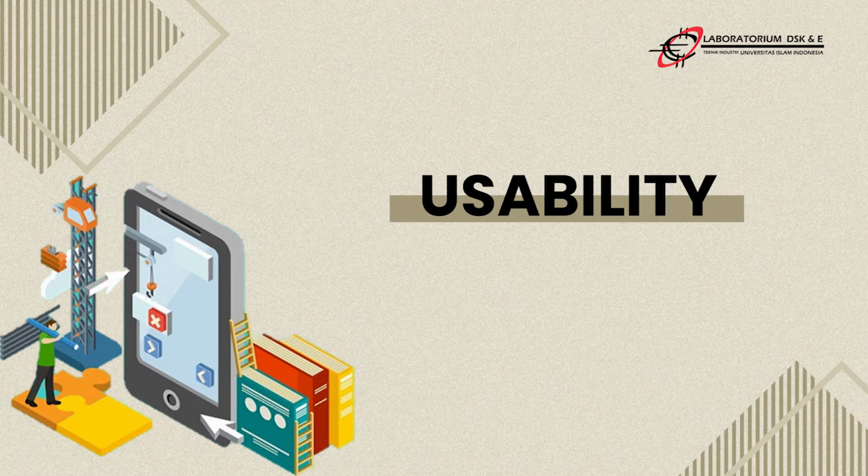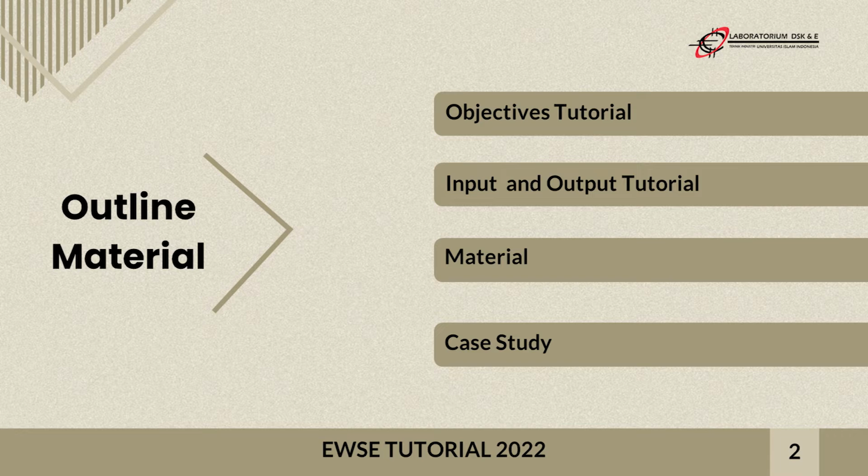Finish. For the tutorial material this time, namely usability. And this is our outline material for today. There are 4 points: objective tutorial, input and output tutorial, material, and case study.